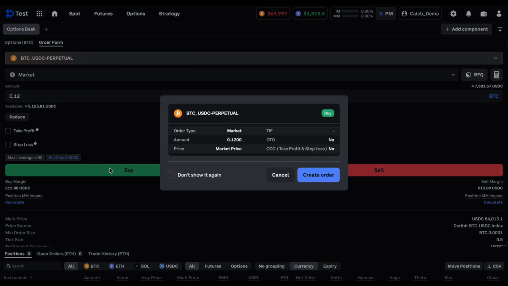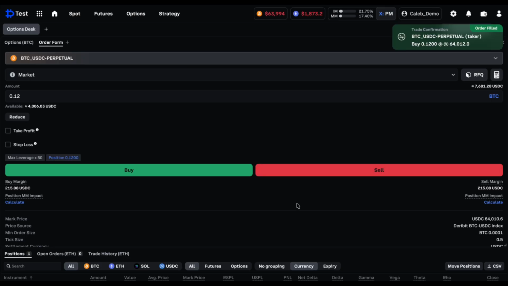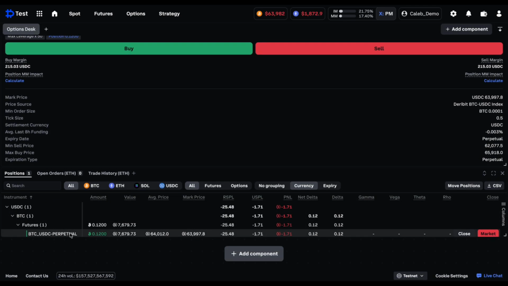I'm going to open 0.12 right now, a market order. And look at my maintenance margin. It went up just a little bit, 17%, and it used about 21% of margin to open up the position. I still have 4,000 of available balance left here. It used $200 to open up the position, and here's the position. Now I'm controlling $7,000.